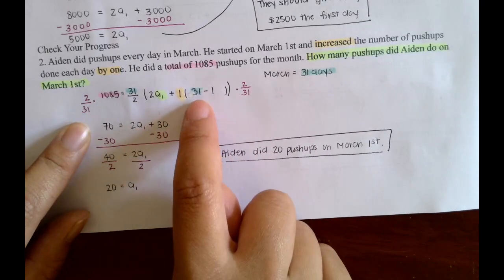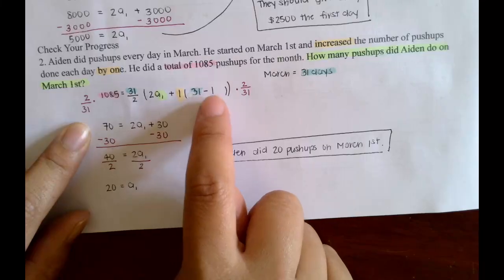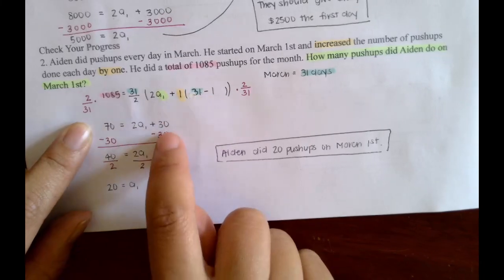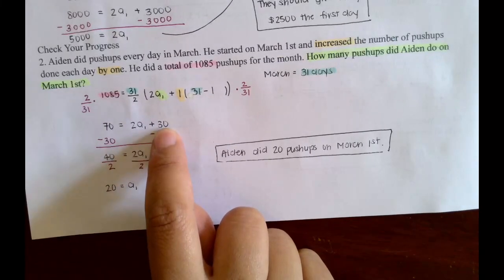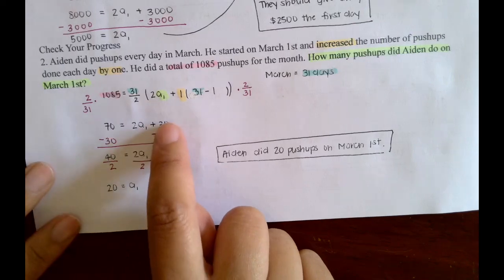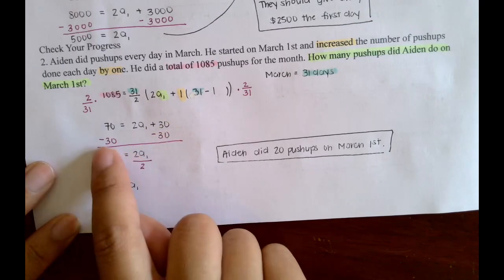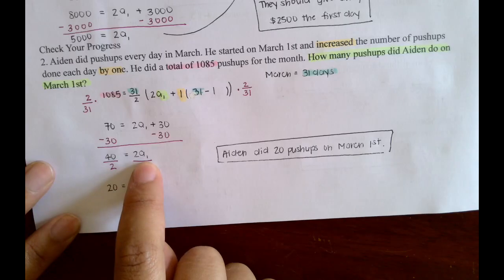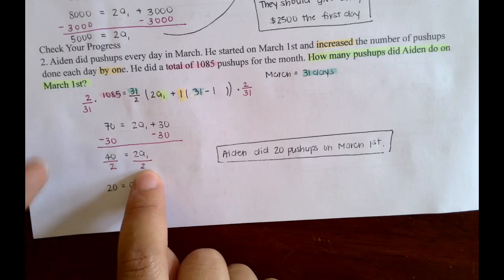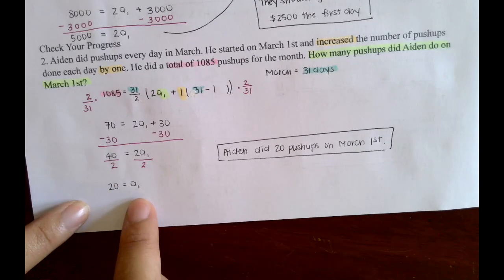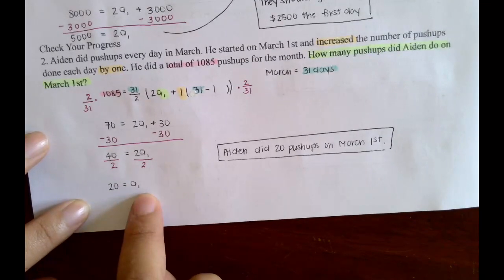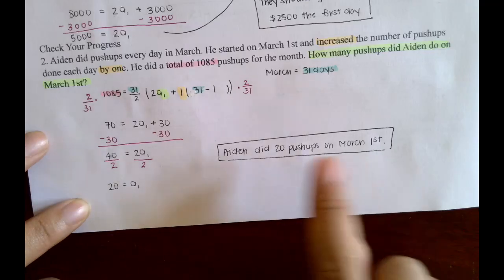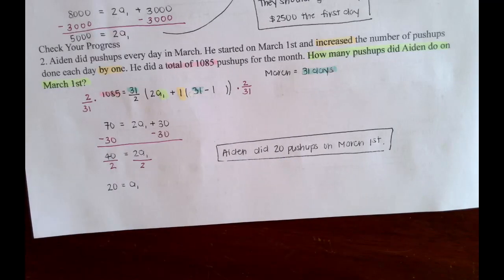Here I simplified 31 minus 1 is 30. 30 times 1 is 30, so that's why it's 30 here. Then to get rid of the plus 30, I do the opposite, which is subtracting 30 on both sides. That gives me 40 equals 2 times a sub 1. Since this is multiplication, I get rid of it by dividing. And then 40 divided by 2 is 20. And so since a sub 1 stands for how many he did on the first day, Aiden did 20 push-ups on the first day.